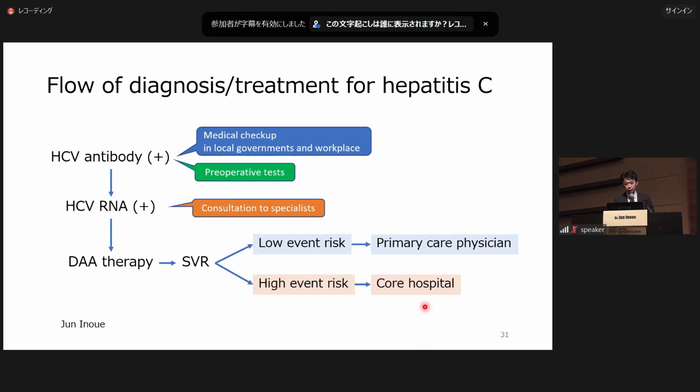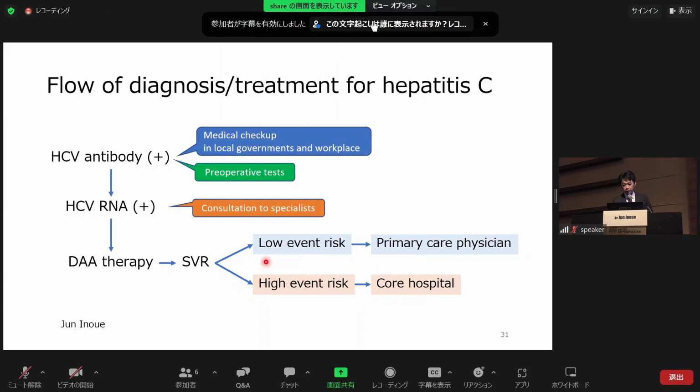This is an optimal flow of diagnosis and treatment for hepatitis C. HCV antibody should be checked in medical checkup in local government and workplace, or pre-operative tests. And if the test was positive, the patient should be consulted to a specialist. And if the HCV RNA was positive, the therapy should be performed. And after SVR was obtained, the patient should be followed up according to the event risk.